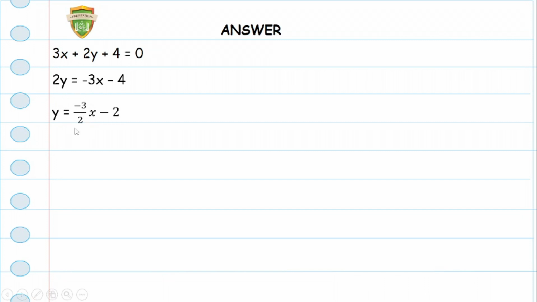So now I'm able to get this number. And what is this number? Exactly, your gradient. You know that the coefficient of x in an equation of a line is called the gradient. And why do I need this gradient? Remember the question says the equation of the straight line we're looking for is perpendicular to this line that we already have. So our gradient here is minus 3 over 2.